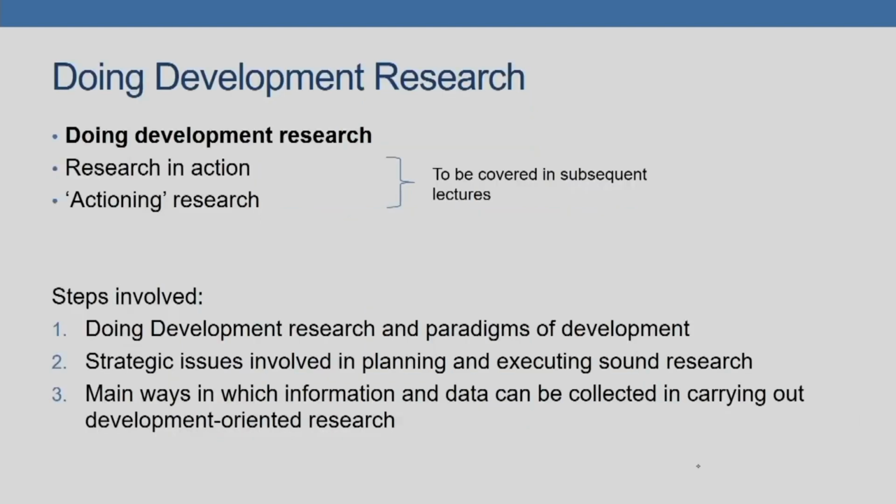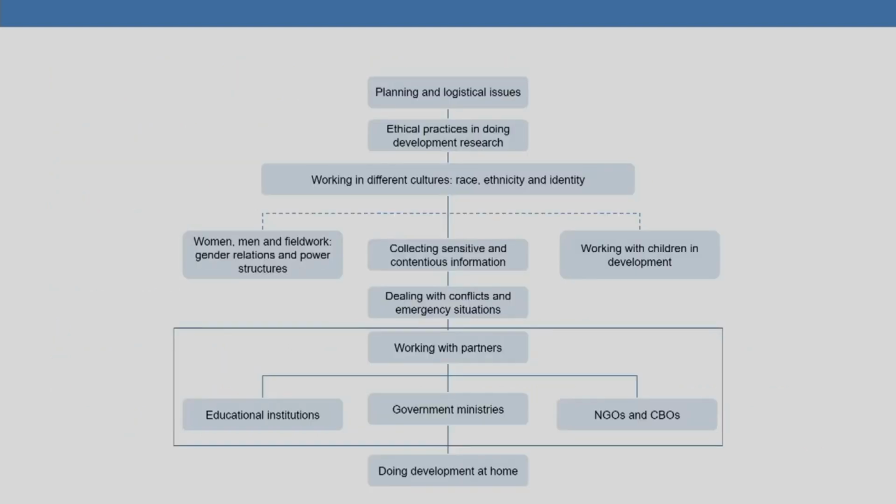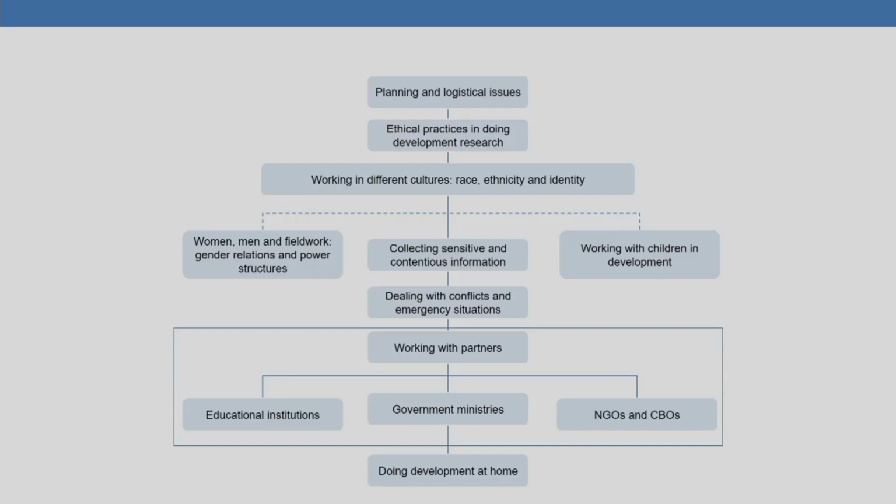But here is a brief overview of what constitutes number 2, the strategic issues involved in planning and executing sound research. This is a brief hierarchical way of looking at the different strategies involved. One is, of course, that we begin with planning and logistical issues, ultimately reaching the point of doing development at home, where you are carrying out a development intervention, for example. So, you start with planning and logistical issues, then you engage with ethical practices in doing development research.